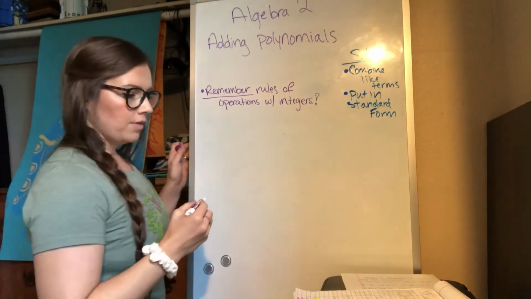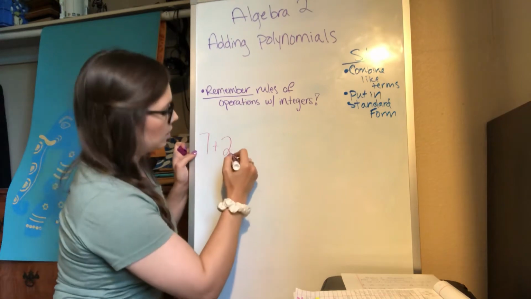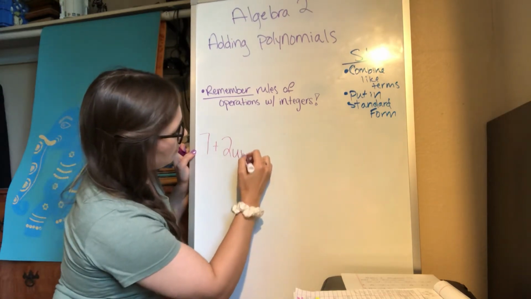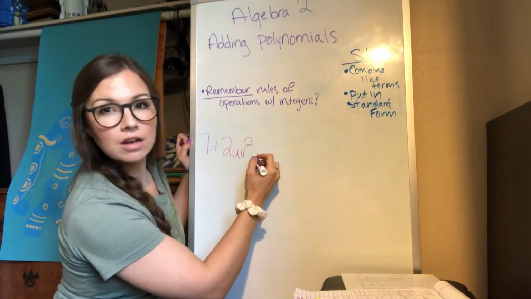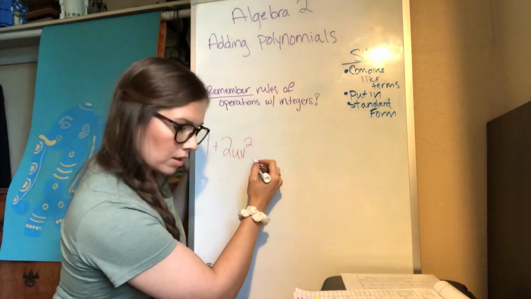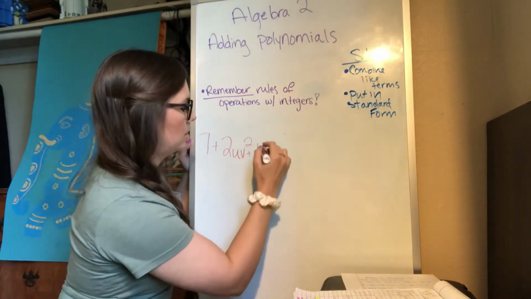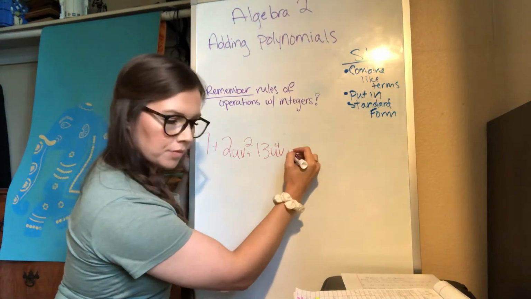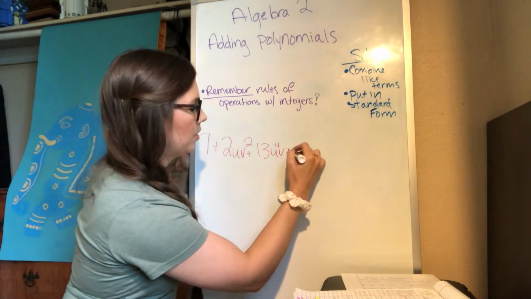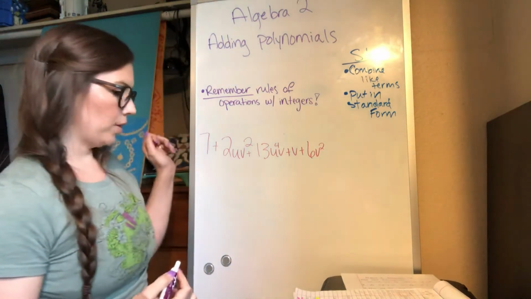So this one is 7 plus 2uv squared. Can you guys see that color okay? Yeah. Plus 13u to the 4th v plus v plus 6v squared. That's our first one.